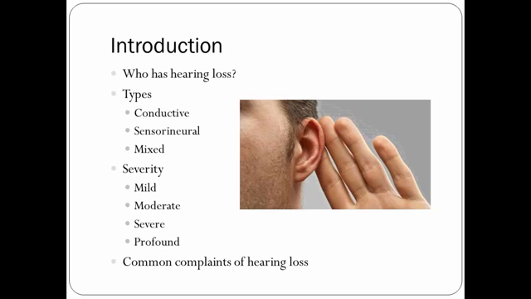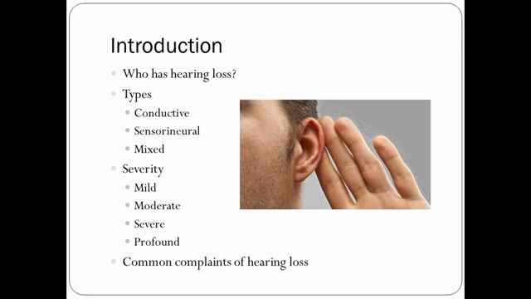Conductive hearing loss is caused by damage, disease, or malformation of the outer or middle ear. In this type of hearing loss, sound is prevented from reaching the inner ear and can sound muffled or weak. An example of a conductive hearing loss would be a hearing impairment caused by an ear infection.